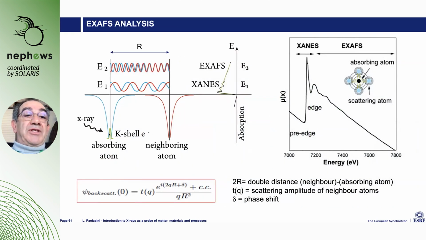In the EXAFS analysis, for example, the X-ray excites one electron which goes into the continuum, and the wave function describing the electron in the material propagates through the material and is scattered back by the neighbor atom. The scattered wave function which describes this interference pattern is proportional to 2 times the distance of the path of the electron. And so from this kind of oscillation, the EXAFS oscillation, it is possible to determine the interatomic distance of the neighbor atom, but also the coordination number of the atom.